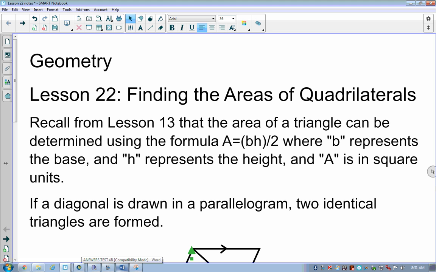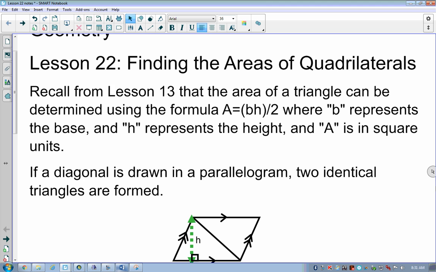All right, geometry, lesson 22, finding the areas of quadrilaterals. We talked about quadrilaterals a little while back. We talked about kites, rhombuses, parallelograms, rectangles, squares, all those different types of things. We won't talk about finding the area of a kite today, although you could break a kite into triangles and find it that way. It wouldn't be impossible to do.